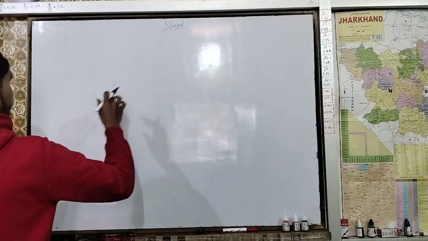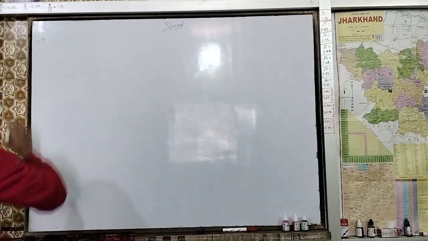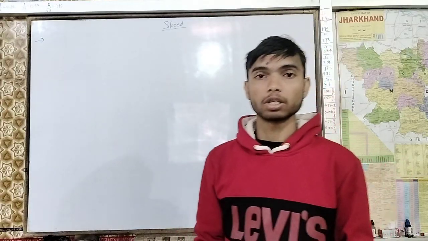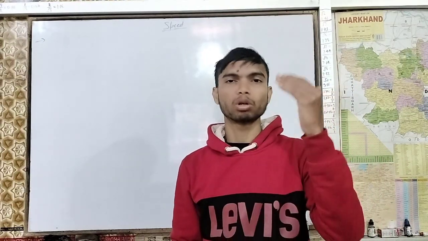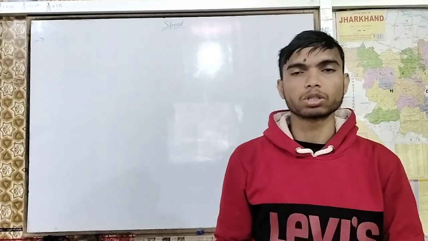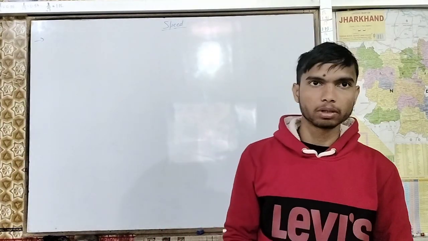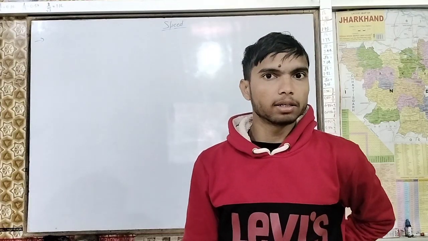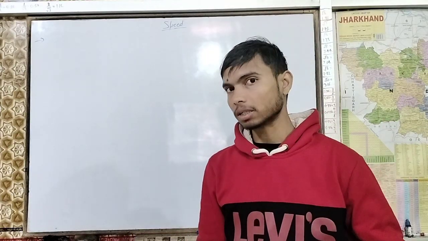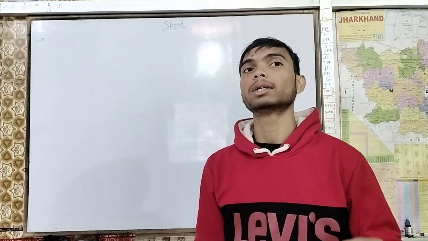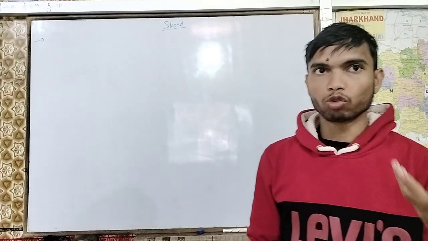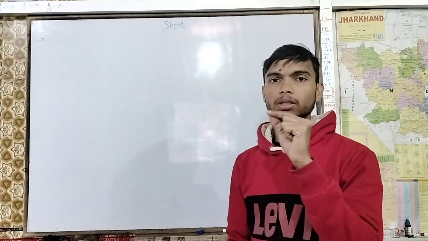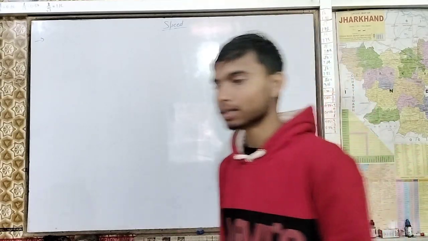So let's first define this word. Speed tells us how fast your vehicle is moving. If you are taking two or more things, and those things are moving with some velocity or speed, then you can find which object is moving faster. But that works only when you are taking two or more things. If you are taking only one thing, then you can only find that your vehicle is moving with this much speed.